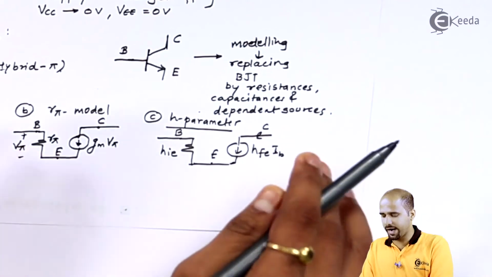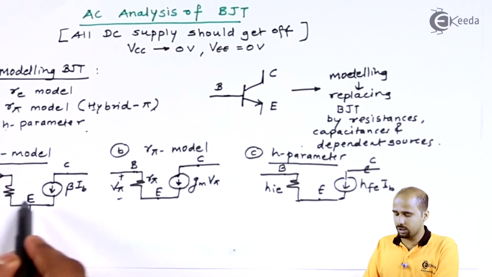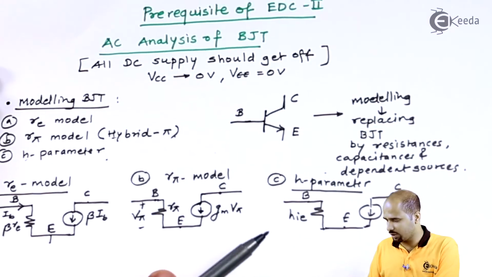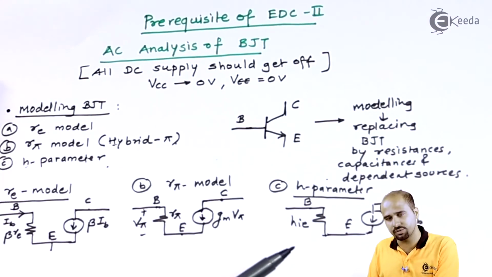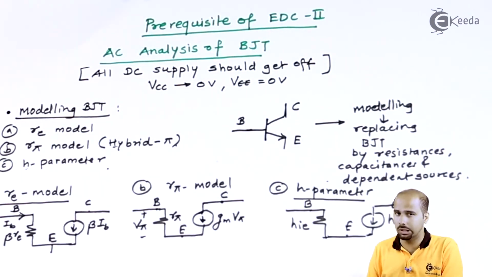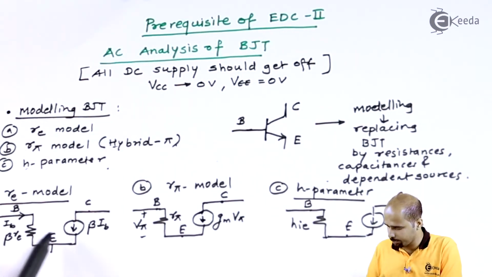A very important fact is, even though I can draw these three models of BJT, I should learn the comparison of all the parameters I have written over here. Okay, so we'll learn the comparison of these parameters. Although we have three different models of BJT, these three models are representing BJT only.